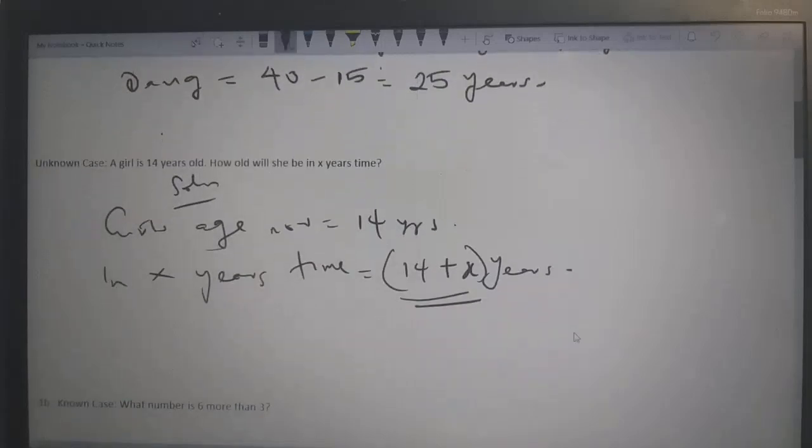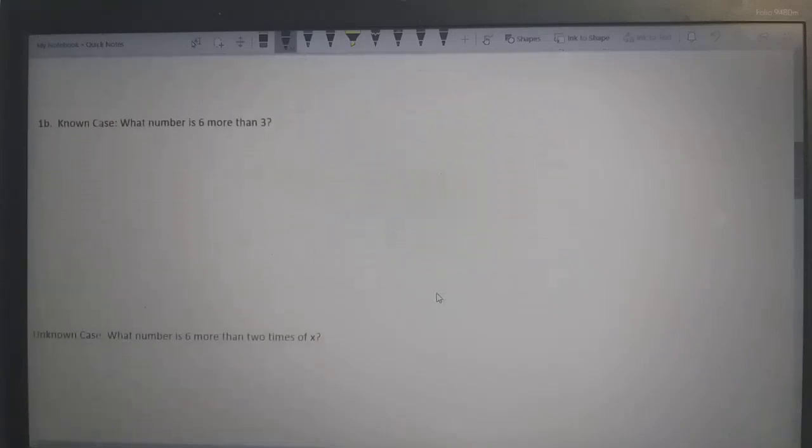Now, this is another situation. A girl is 14 years old. This is an unknown case. How old will she be in X years' time? So at the present time, this is the age of the girl, 14 years. Now, in X years' time, that will be in the future. That means her age would have increased. An increment means what? Addition. So we are doing 14 plus X. So her age will be 14 plus X years. Take note of that.